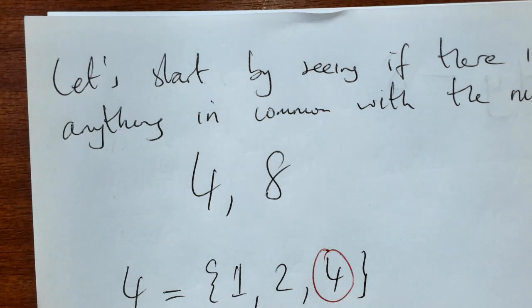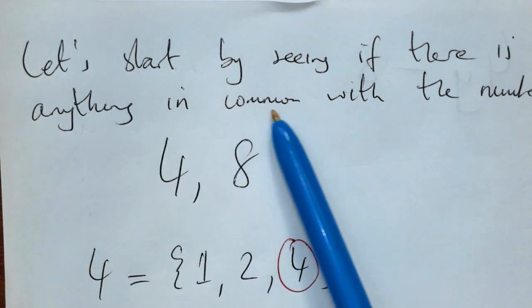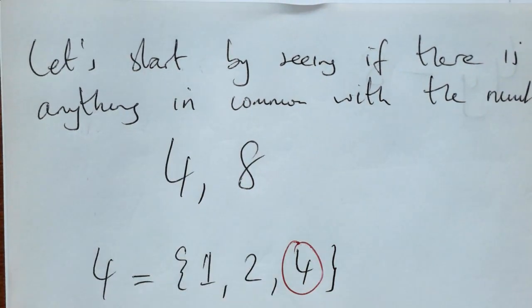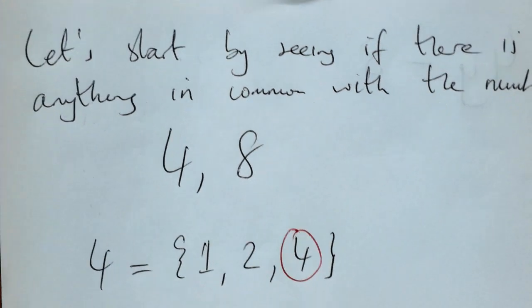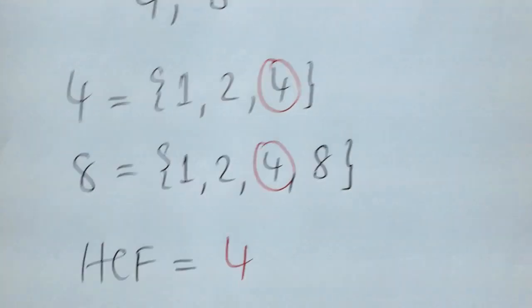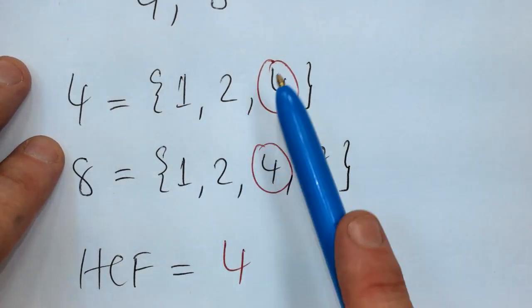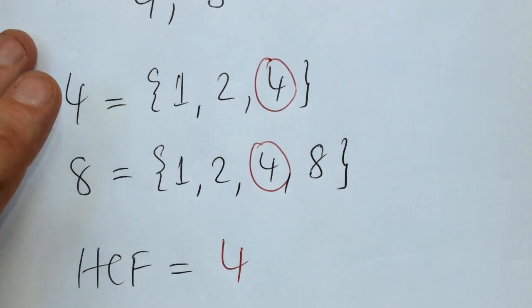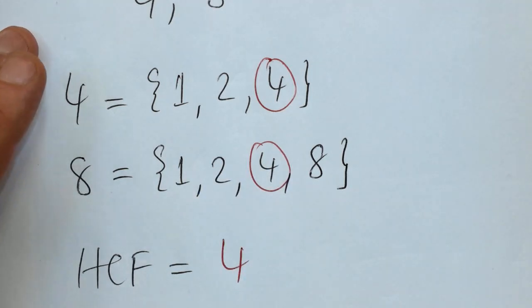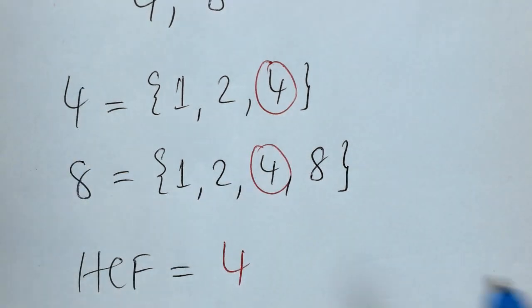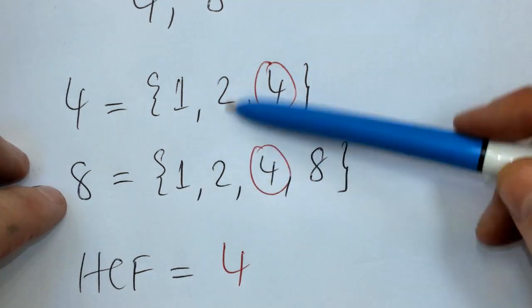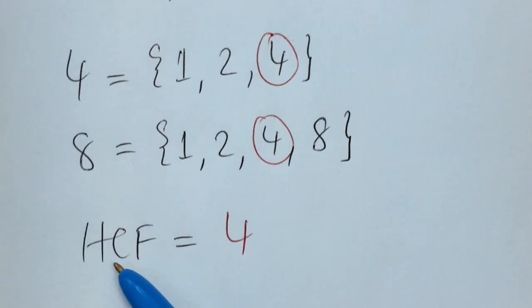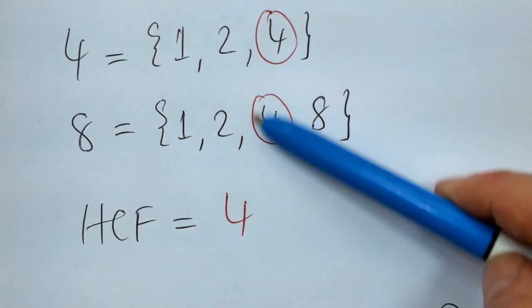Well, let's start by seeing if there is anything in common with the numbers 4 and 8. In your mind, you've got to say to yourself, the factors of 4 are 1, 2 and 4. Nothing else divides into 4 evenly. Similarly with 8, the factors of 8 are 1, 2, 4 and 8. Then you say, okay, I've got common factor 1, I've got common factor 2, but the highest common factor is 4.